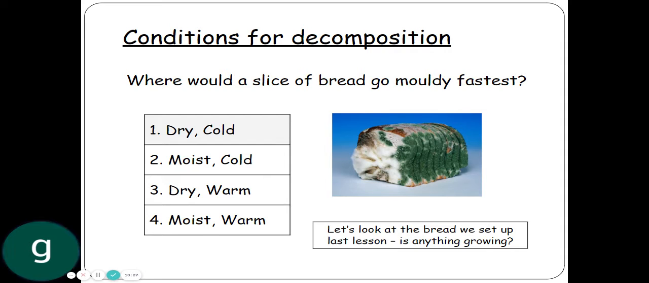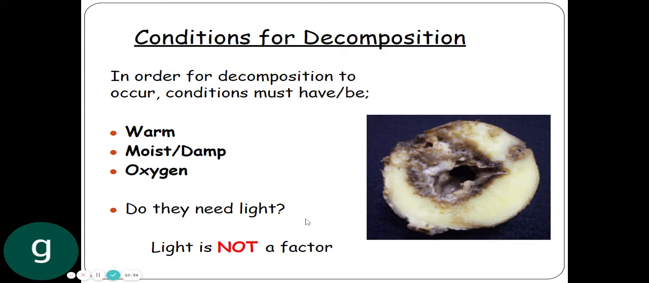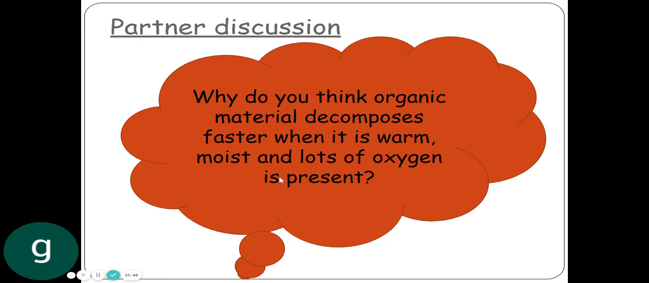So you could do an experiment to show this. What you would find is that moist and warm conditions are the best for decomposition. So warmth, moisture, and oxygen, it doesn't need light. You can have things rot in a dark box, but as long as it's warm and moist and there's oxygen, it'll be fine. Think about why this might be.